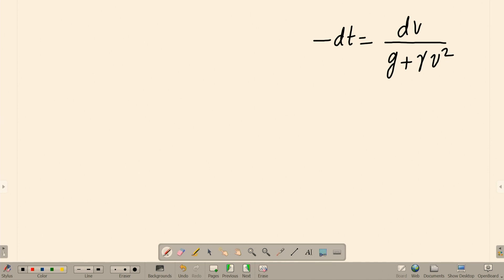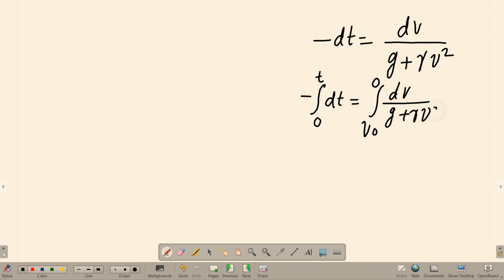So how to integrate? When you are integrating, minus integral of 0 to t dt is equal to the integral from v0 to 0 (or v final), dv divided by g plus gamma v square. Fine. So here, on the left-hand side, how much will come? When you are integrating it will be t, so when you are applying the limit you will get minus t. Minus t is equal to, see how much is this?